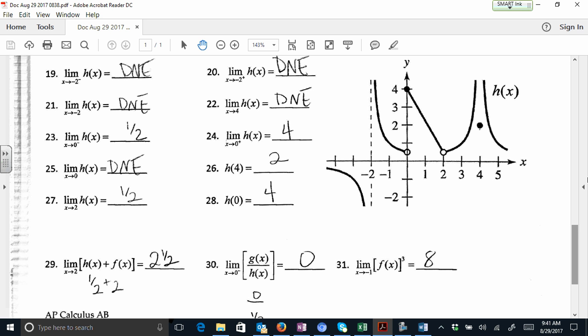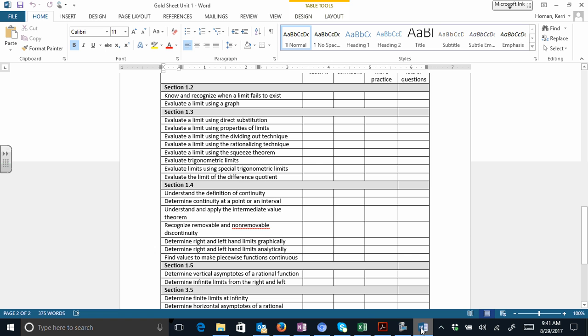Now, what I'd like to point out, if you have your gold sheet available, on the back of your gold sheet are objectives. Okay, so I just want to point out what objectives are going to be covered on the quiz tomorrow. Your review should give you a nice variety of problems, okay? But our quiz is going to cover section 2 and section 3.